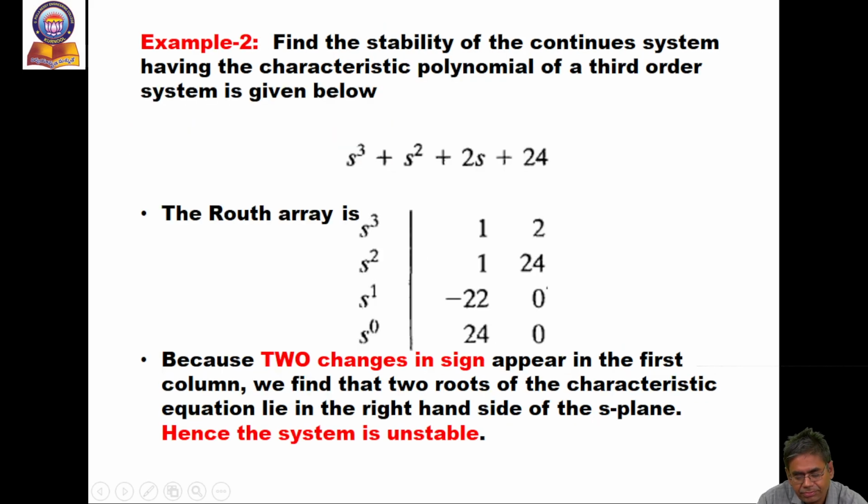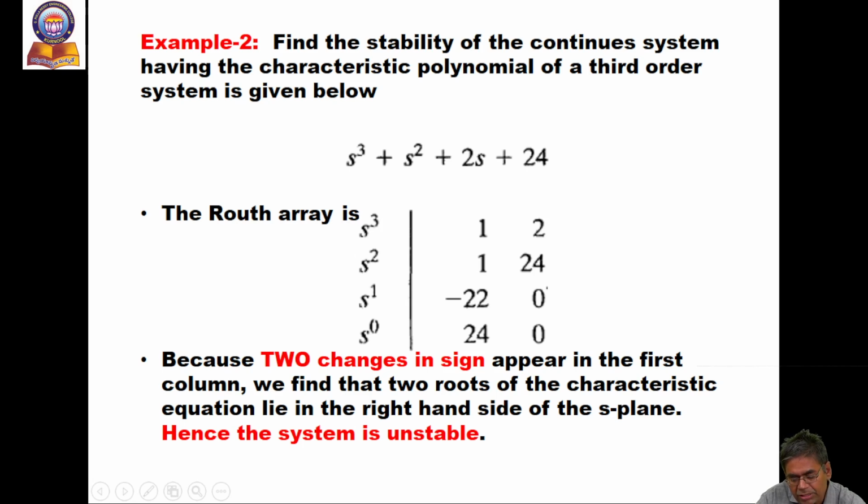Another simple example: S cubed plus S square plus 2S plus 24 equals 0. Routh array: S cubed coefficients are 1 and 2, S square coefficients are 1 and 24. Then the formation of the next row: 1 into 2 minus 24 divided by 1 gives minus 22, and the other element is 0. By observing the first column there is minus 22. There are two sign changes, because the S square coefficient is plus 1 and the S coefficient is minus 22: plus to minus is one change, minus to plus is another change.